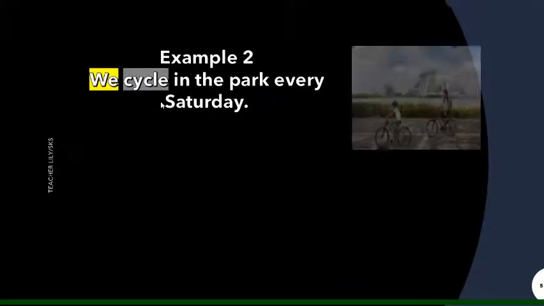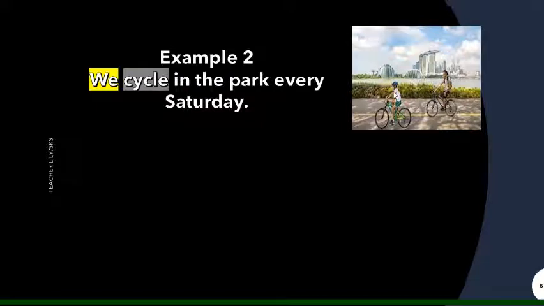Okay, example 2. We. Look at the yellow colored word here. We, W-E. So we is 1 and 2 person. We cycle in the park every Saturday. Can you see here? There is no S. You write the verb as it is, the original verb. You don't add anything.